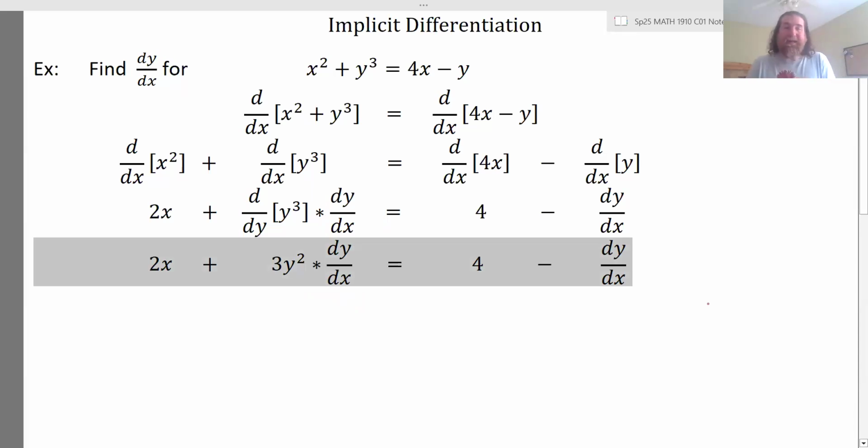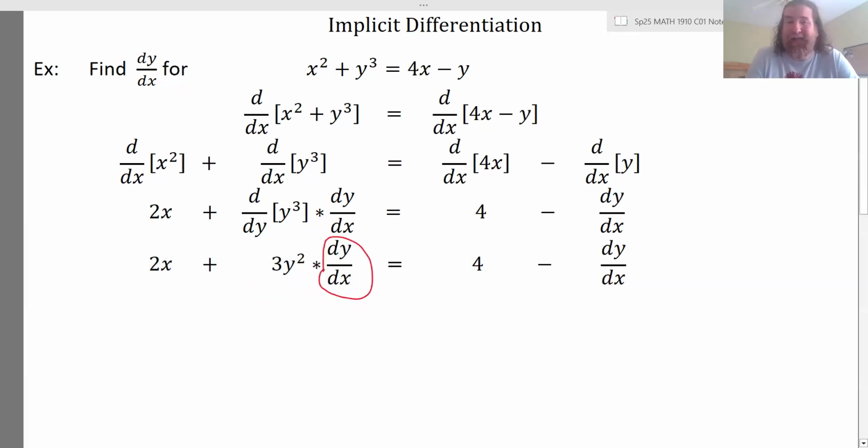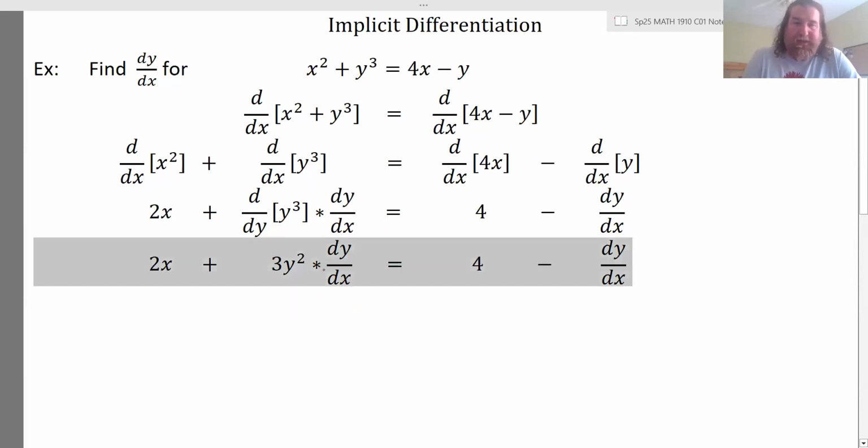Now I want to point out right now that calculus is done. I've evaluated all the derivatives that I can, right? I do still have a derivative of y with respect to x that I haven't evaluated, but I can't evaluate that. I just have to solve for it. So the rest of this is actually algebra, solving for dy dx.